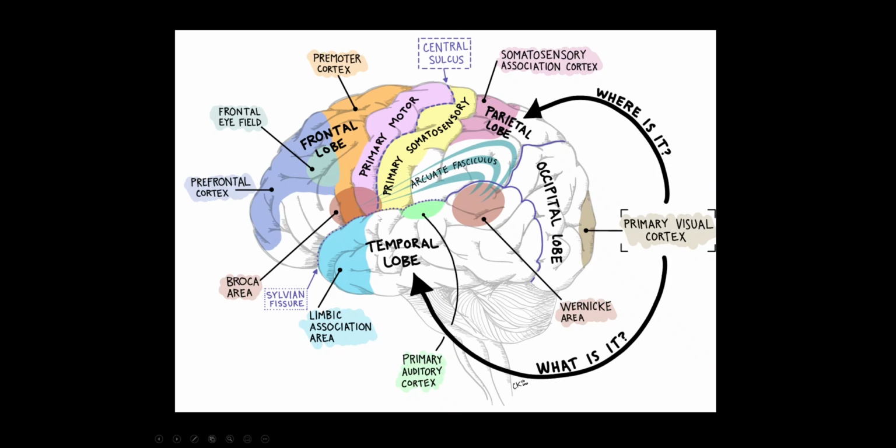And here we're looking at the language dominant hemisphere. So we have Wernicke's area and Broca's area. So if it's generally a left hemisphere lesion, the patient will have an aphasia.